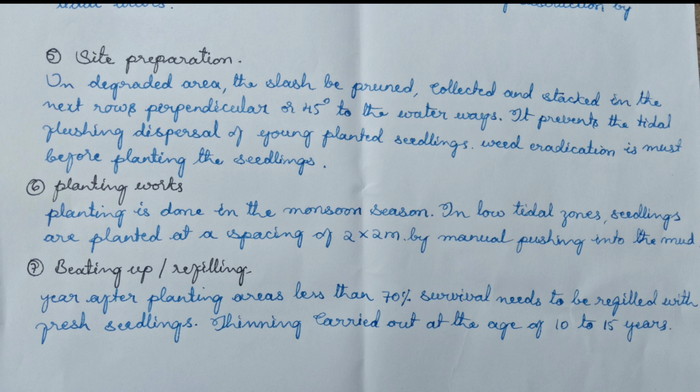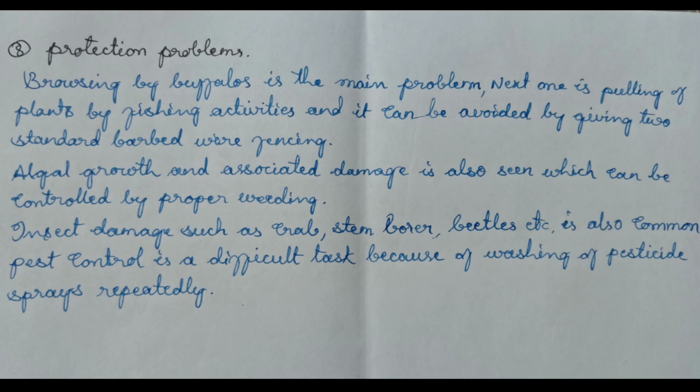Seventh one, beating up or refilling. A year after planting, areas with less than 70% survival need to be refilled with fresh seedlings. Thinning is carried out at the age of 10 to 15 years. Eighth one, protection problems. Browsing by buffaloes is the main problem.